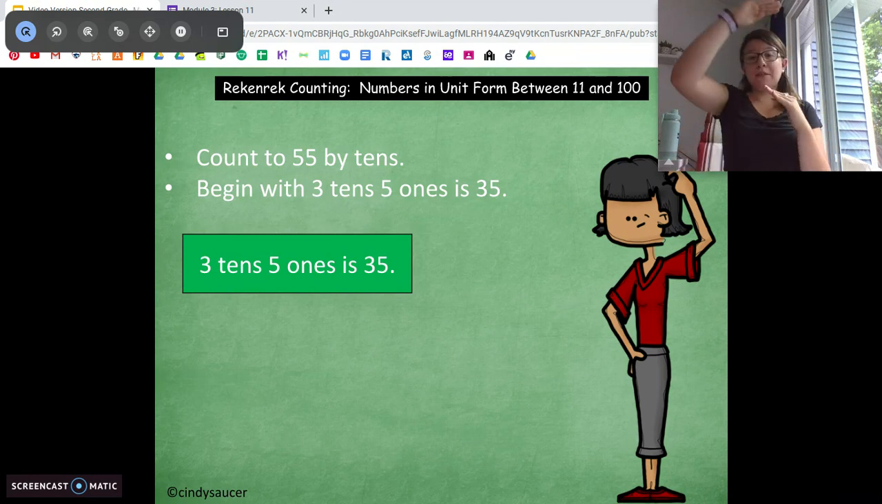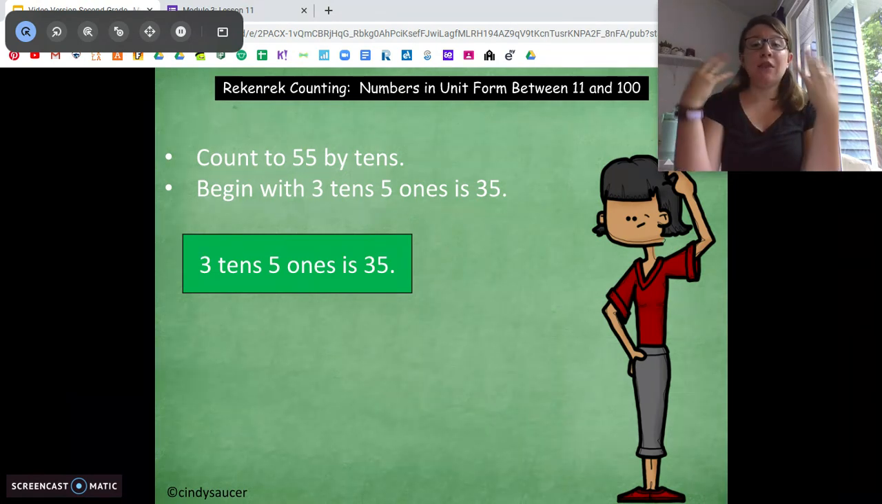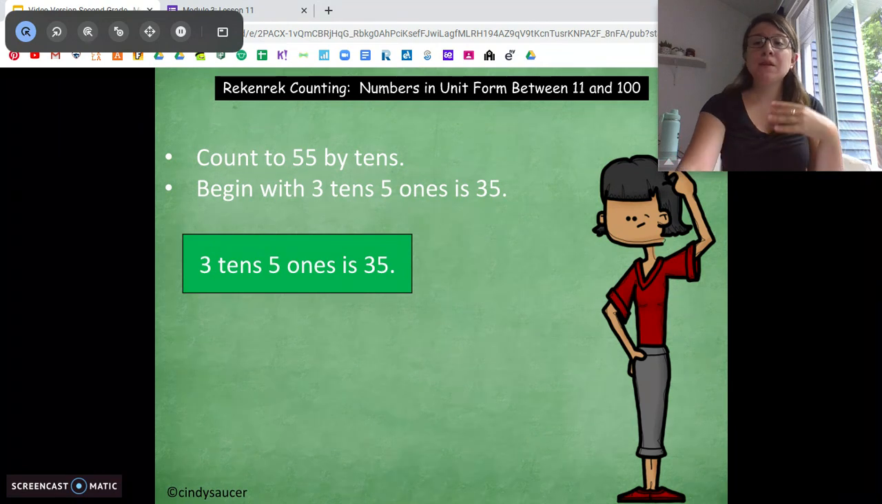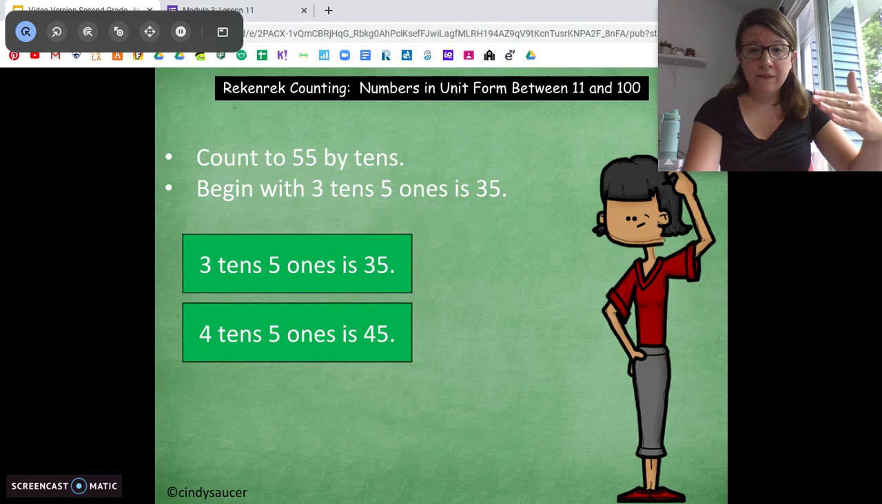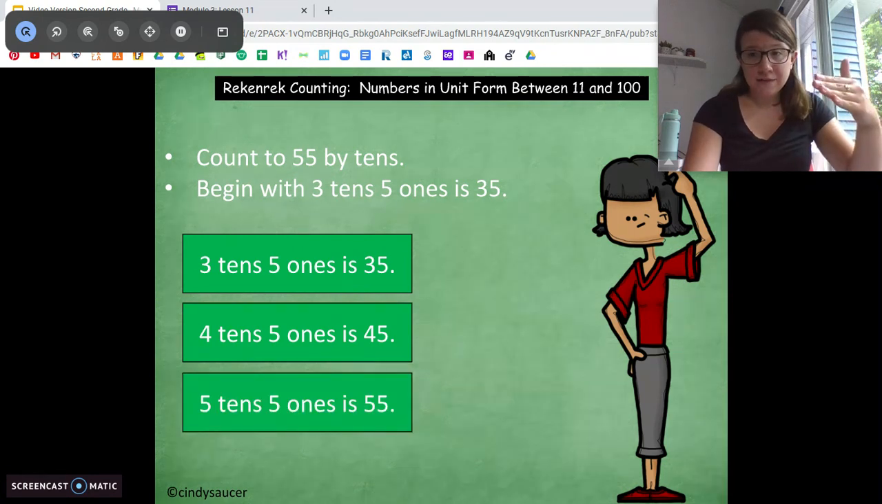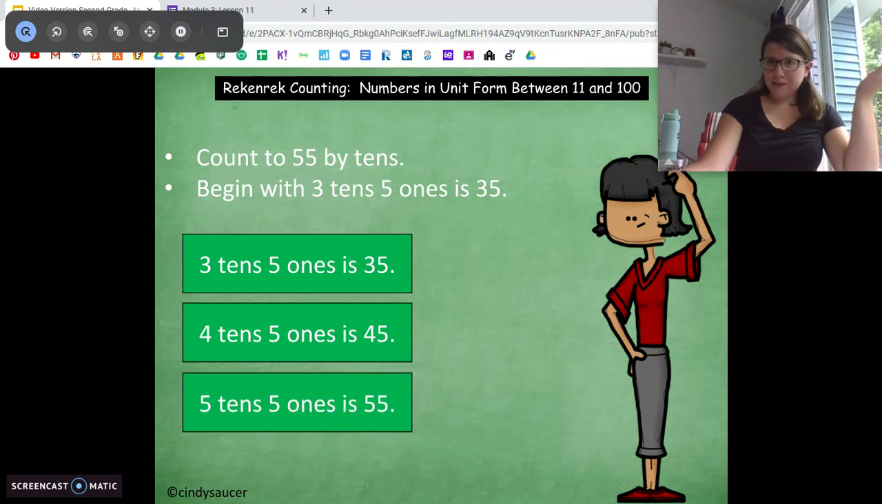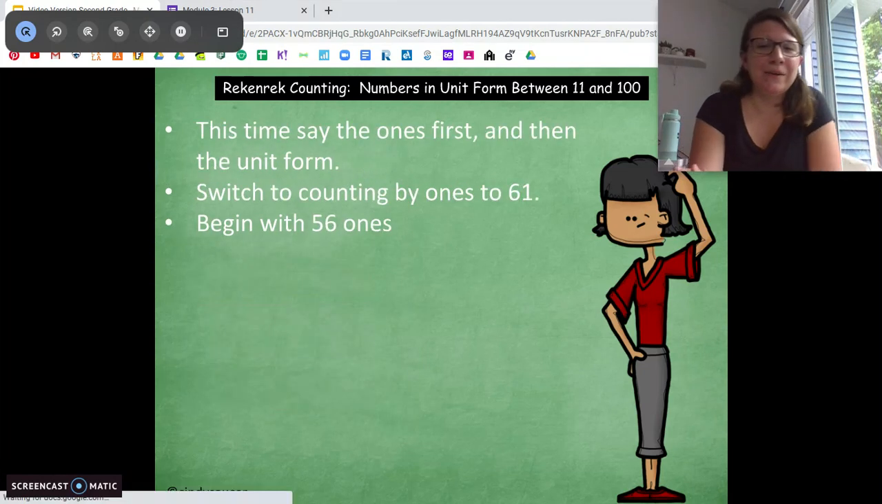So we're going to count up to 55 by tens. So say 3 tens, 5 ones. Then we're going to add 10. 4 tens, 5 ones is 45. 5 tens, 5 ones is 55. That makes sense? Pretty easy, right? We'll get it.